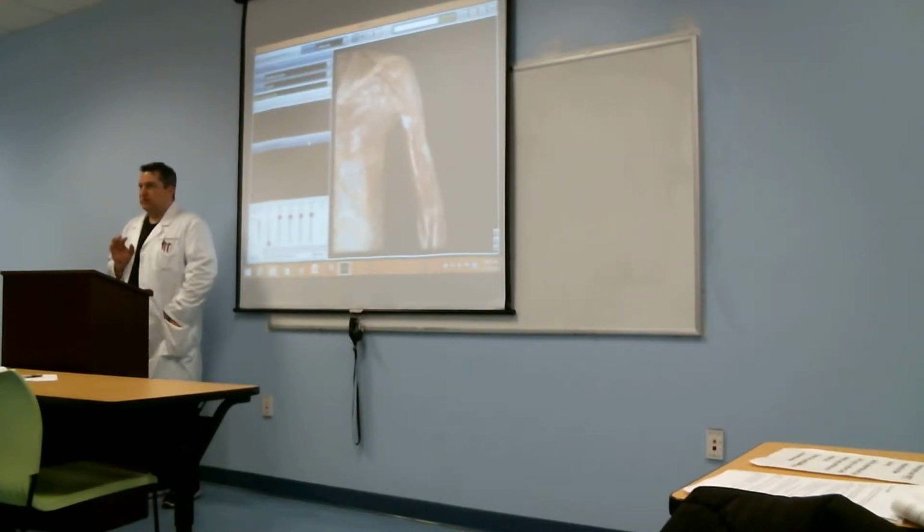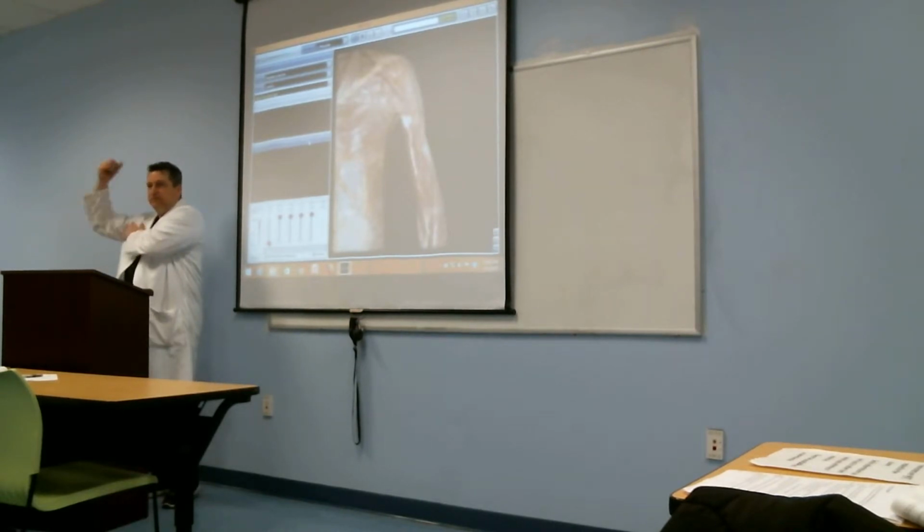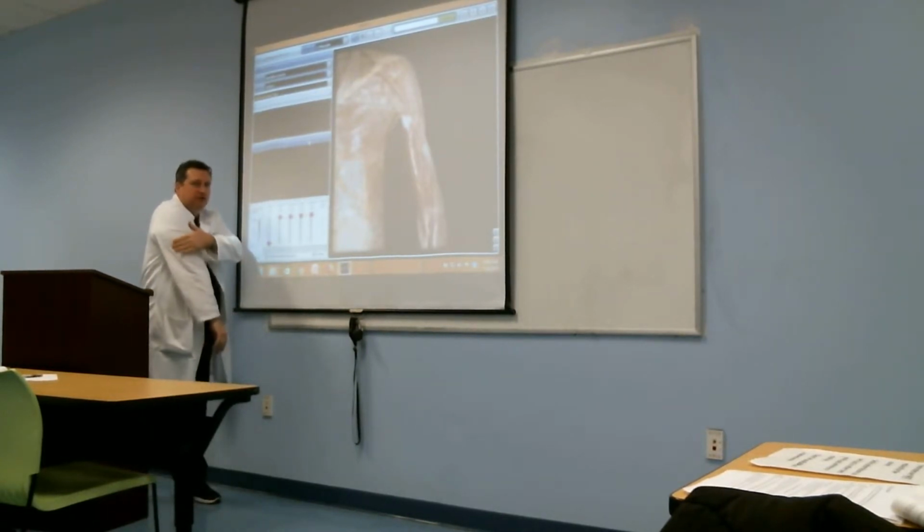I already talked about these ones. I'm not going to go into a lot of detail. Biceps brachii, the bicep muscle does this. The triceps brachii does this. The bicep is located anteriorly, the tricep posteriorly.